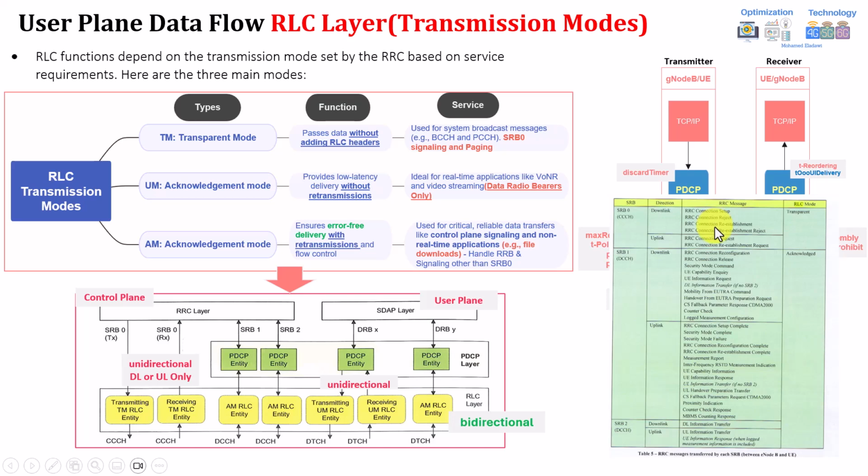For example, this is for 4G, but it will be the same for 5G as well, called transparent. This is during, for example, the RRC connection phase. Whenever the user sends the RRC connection request and receives the setup, this is done using transparent mode. There will be no acknowledgement.